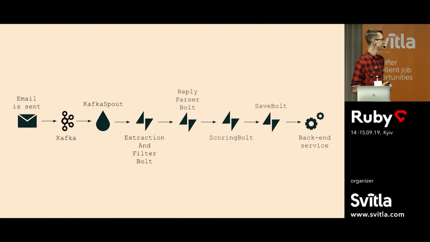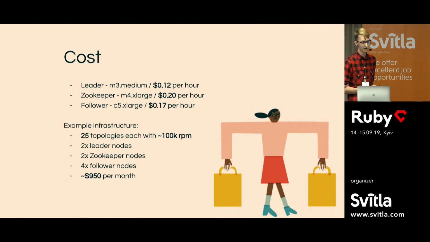And we have also a machine learning model for this one. And finally, we have this scoring bolt, which applies the machine learning scoring model and calculates the email sentiment. So it tells us whether the email has negative sentiment or not. And finally, we save the score by issuing an HTTP call to our backend service.